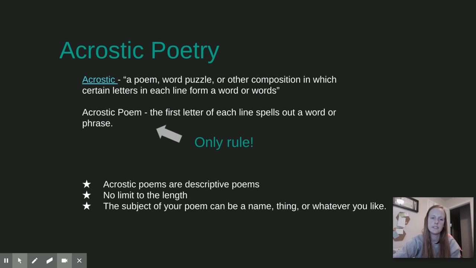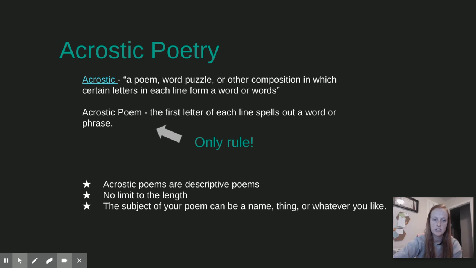So an acrostic is a poem, word puzzle, or other composition in which certain letters in each line form a word or words. In acrostic poems, the first letter of each line spells out a word or phrase, and that is the only rule of an acrostic poem. There's no length, there's no specific thing you need to write about. That is the only rule. The word you choose to write your acrostic poem about is going to be your subject. I'll show you that here in just a second.